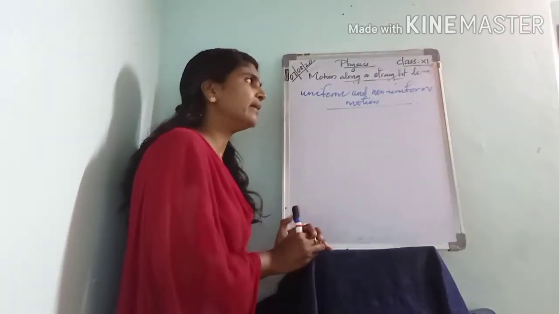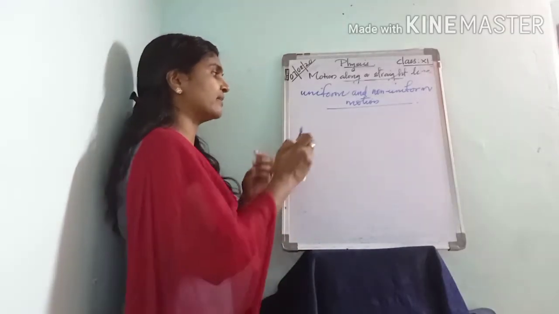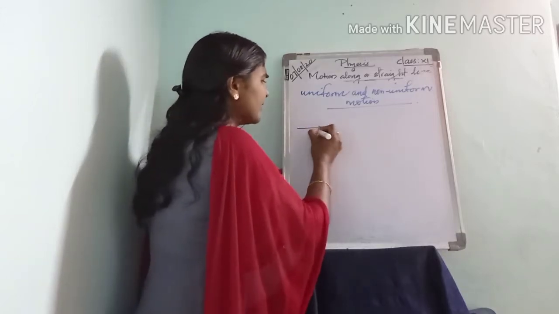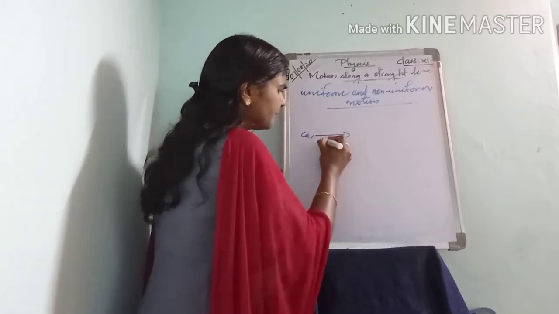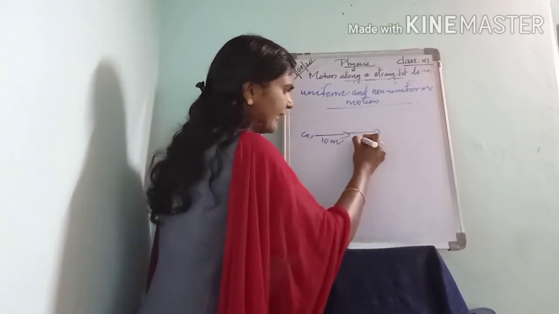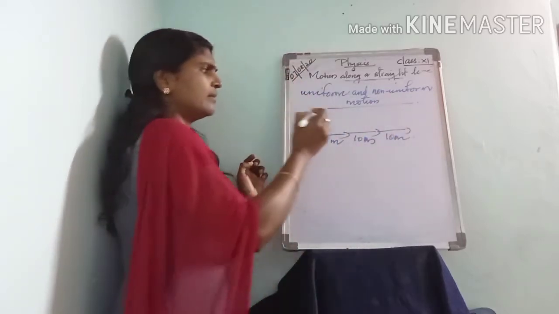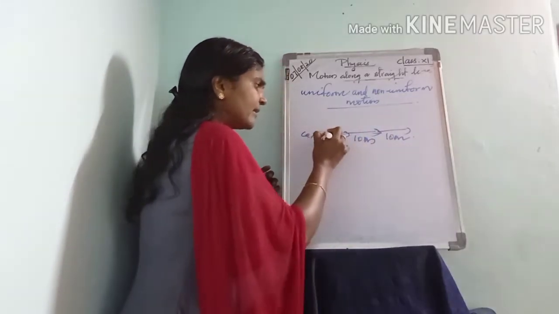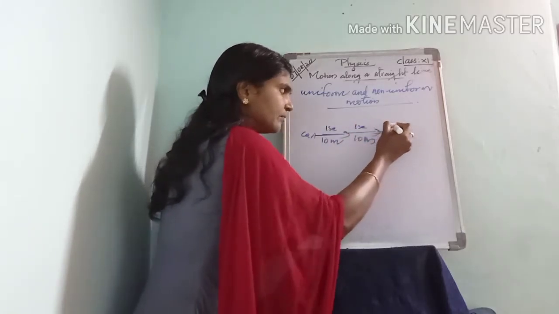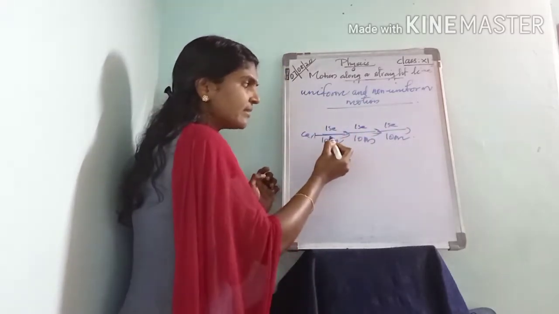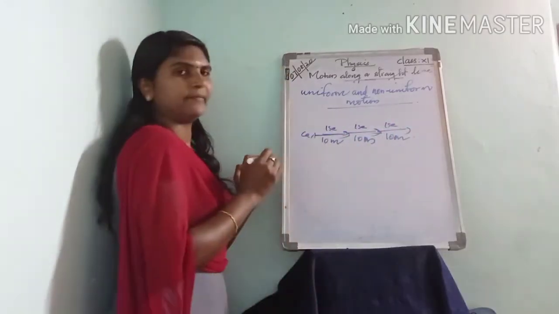Next, uniform and non-uniform motion. Here we are considering an example. Consider the motion of a car along a straight line. Suppose the car covers a distance of 10 meters for every 1 second.